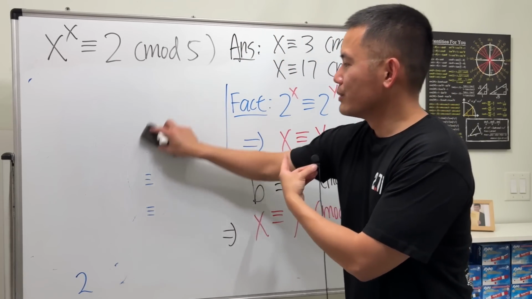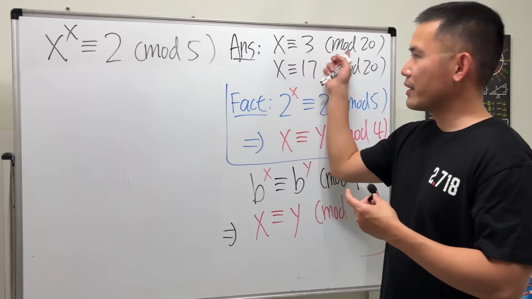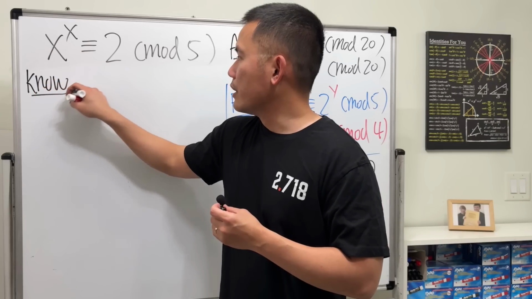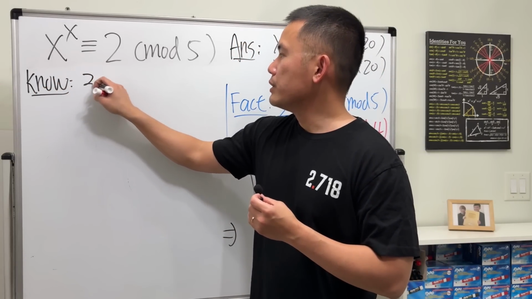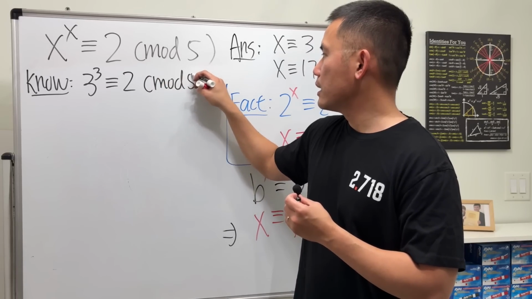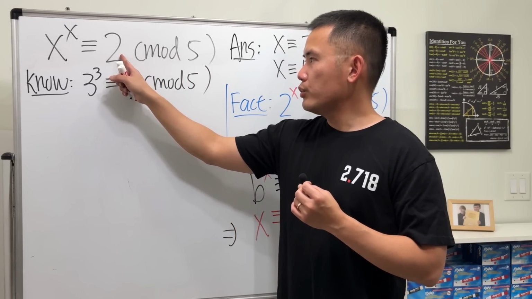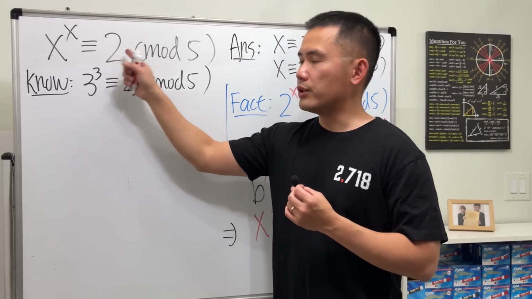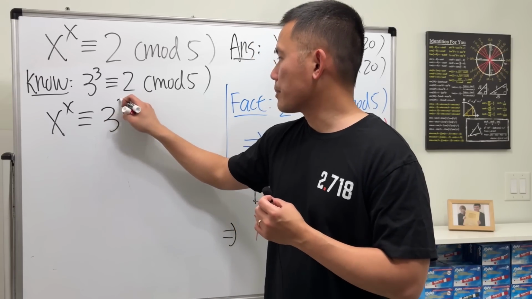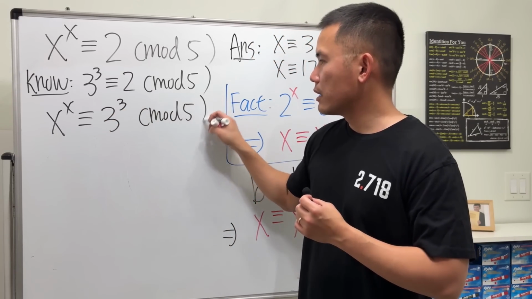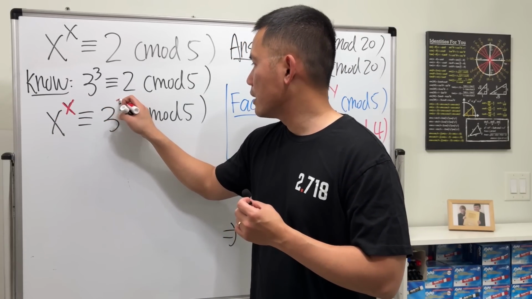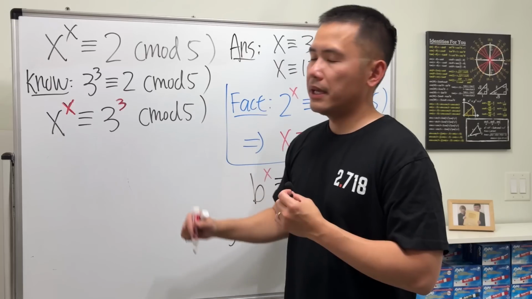I'm going to see how to get the first answer here. Firstly, as we saw earlier, 3 to the third power is congruent to 2 mod 5. So instead of the 2 right here, I'm going to purposely write it as 3 to the third power. So this means we have x to the x power congruent to 3 to the third power mod 5. Here's the deal. I'm going to focus on the exponent here. I'll make them red, and of course the base.